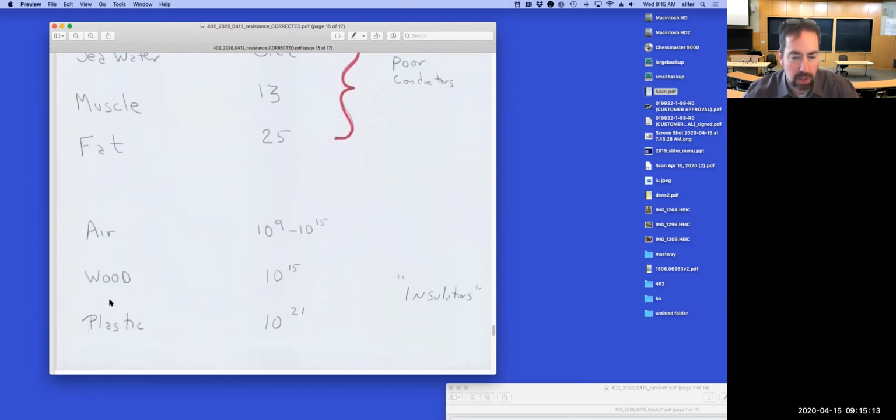And then we have things that are just downright bad conductors, and because these resistivity values are so large, we call them insulators. They really resist the passage of charge, and that can be a useful thing if you want to electrically insulate something. If you don't want current flowing through it, if you want to protect a human from getting shocked, these types of materials are quite useful for that.